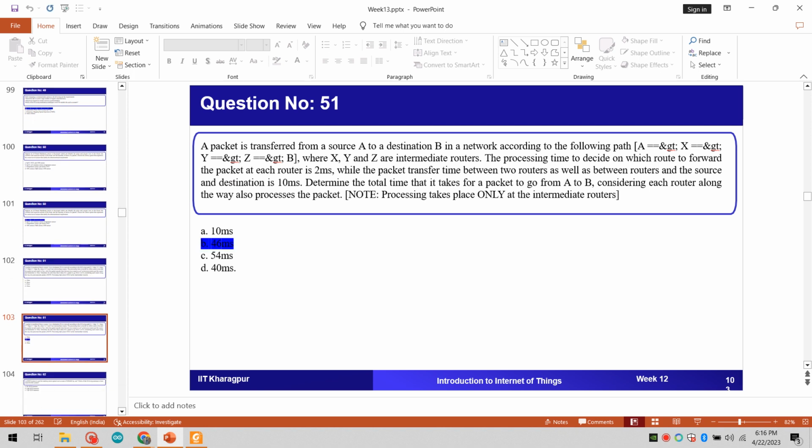Correct option for this is 46. So there are 3 routers at which you have to do some processing. So 2 milliseconds for processing each, total 6 milliseconds for processing, and in order to transmit the data, 40 milliseconds is the total time. So the complete time is 46 milliseconds.